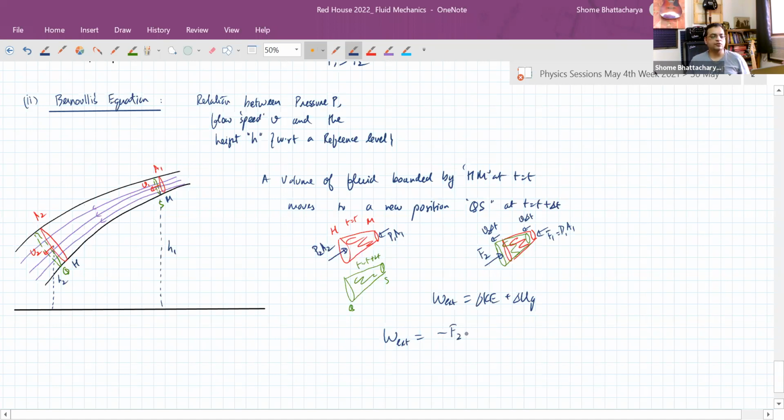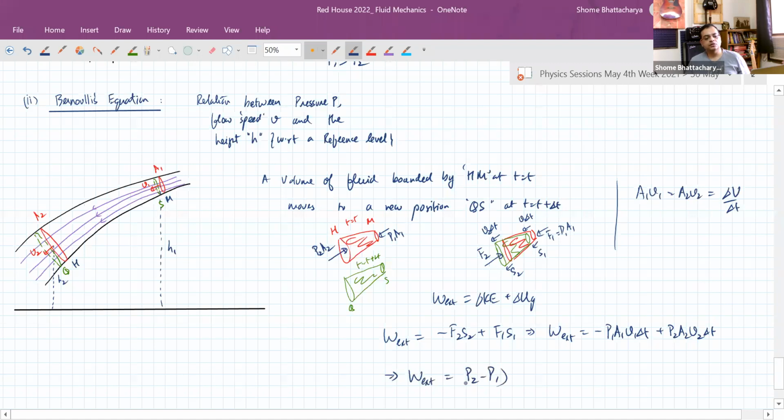So it is minus F2 into S2, where S2 is this displacement. And this one is S1. So it is plus F1 into S1. So the work done by the external forces on that volume is minus P1A1 into V1 delta T plus P2A2 into V2 delta T. Now notice that A1 V1 is equal to A2 V2, which is equal to volume flow rate. So we can also write this as P2 minus P1 into delta V, where delta V is A1 V1 delta T. So just make a note up to this step first.